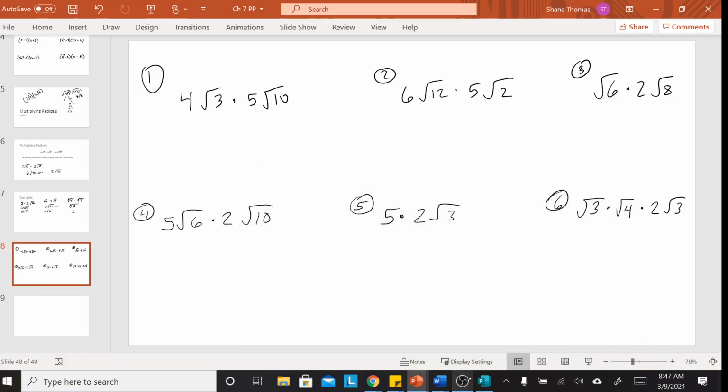these since they're not super long. Okay, so number one, Diamond. Multiply the outsides, multiply the insides. What'd you get?